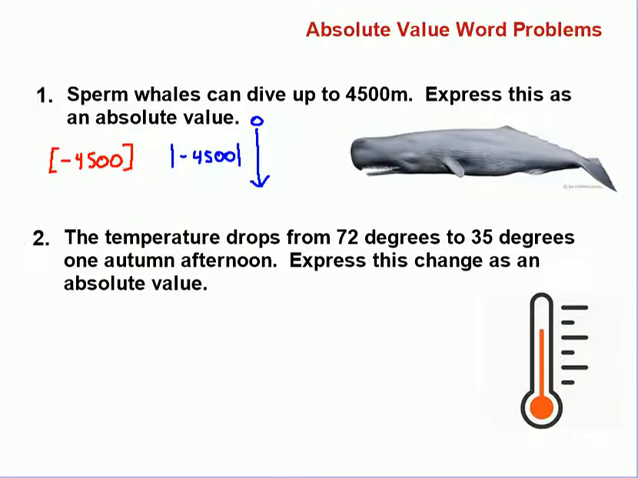Our second problem says the temperature drops from 72 degrees to 35 degrees. So let's say we start at 72 degrees and we go to 35. That's quite a drop. It does this one autumn afternoon. Now express this change as an absolute value. Is our temperature going up or down? Well, we've been told that it's dropping, and we can see 72 to 35 is going down. So we know that is a negative number. That is negative 37 degrees that it drops. But we want to express this as an absolute value. So we're going to write that in absolute value symbols. Or again, if you like, you put these on the outside.